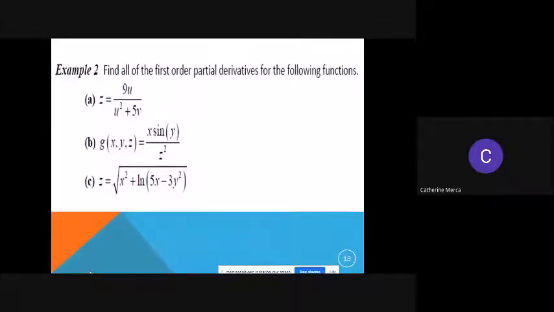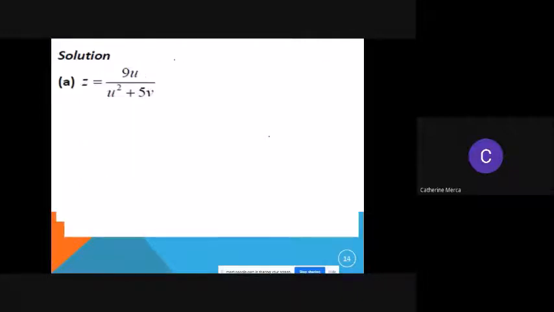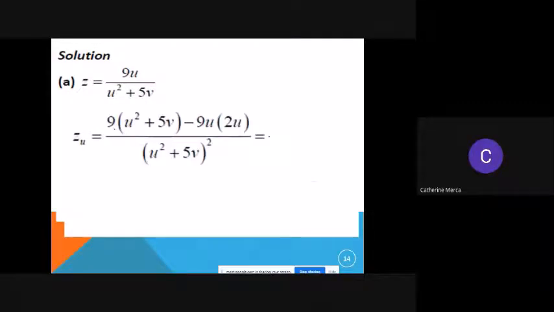Find all of the first order partial derivatives. Okay, let's take a look at this. Yung basic na naman uli, partial derivative, di ba dapat ang derivative is derivative of quotient? So Z sub U now will give you derivative of quotient with respect to U man. So U squared plus 5B, this one. Then you have low the high minus high the low over low squared. You remember that formula? So these are low squared, U squared plus 5B squared.